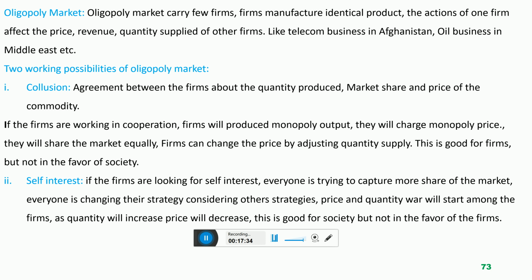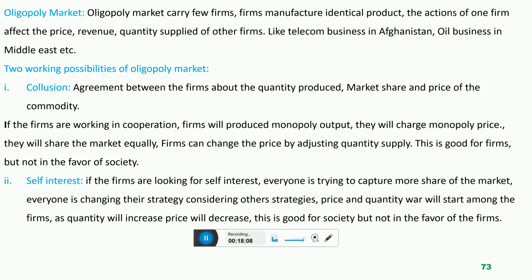So agreement about quantity, about price, about the market share to work jointly in the market, this is called collusion. It is called collusion among the companies. So one is this, that companies are working in agreement, they decide the monopoly quantity, they decide the monopoly price, and they create monopoly in the bazaar.